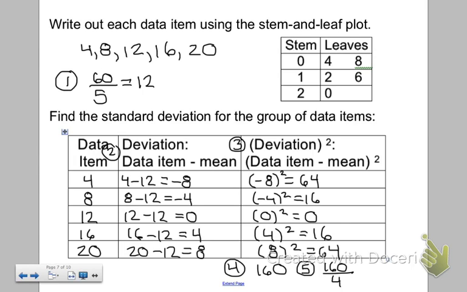And that's actually going to simplify pretty nicely. That's just going to be equal to 40. And my last step is to take the square root of 40. Put that into your calculator, and you're going to find that it's approximately 6.325. So my standard deviation is 6.325.